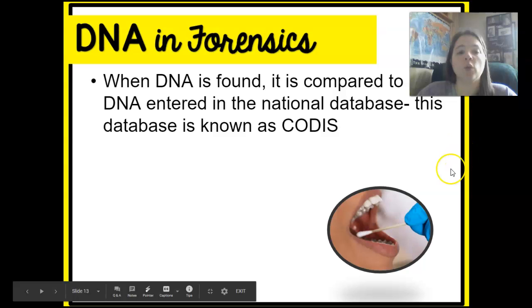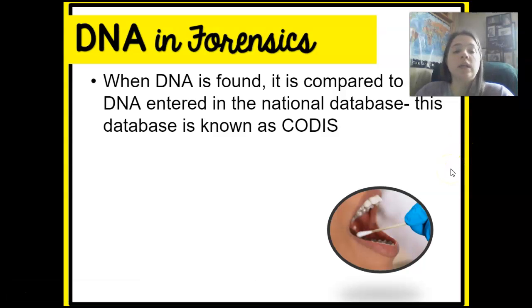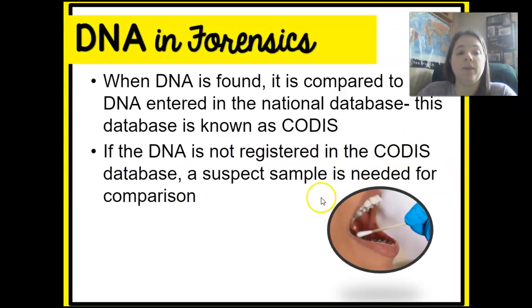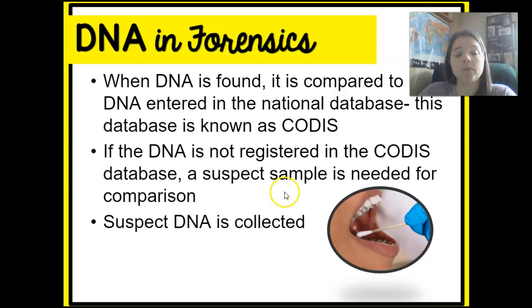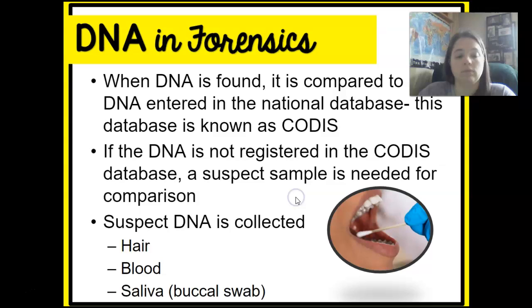Okay, so when DNA is found, it's compared to DNA entered into a national database. This database is known as CODIS. If the DNA is not registered in the CODIS database, a suspect's sample is needed for comparison. Suspect DNA is collected: saliva, typically, you can see right there. Hair, blood, saliva, or buccal swab.